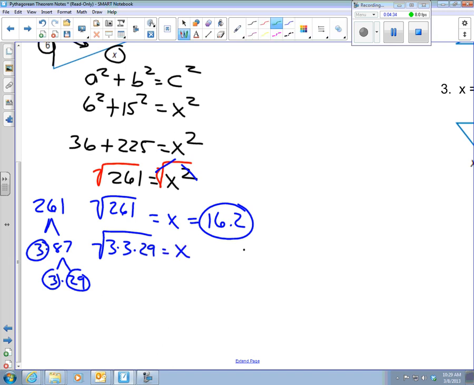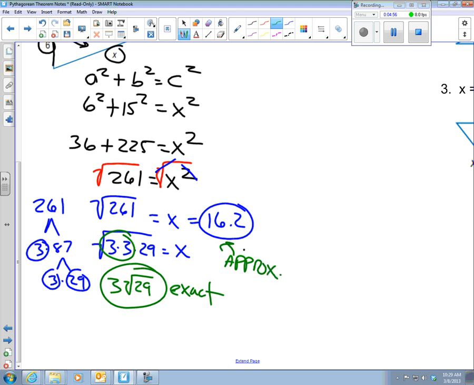Now, you need 2 factors in order to take them out. When I take out that 3 times 3, it's actually the square root of 9. The square root of 9 is 3. So it just becomes 3 square roots of 29. So there's my exact answer. Here's my approximate answer. And we'll just go with the approximate answer unless they ask us for the exact answer.